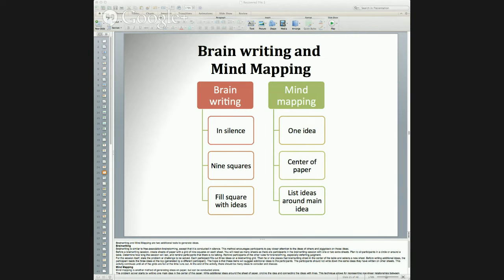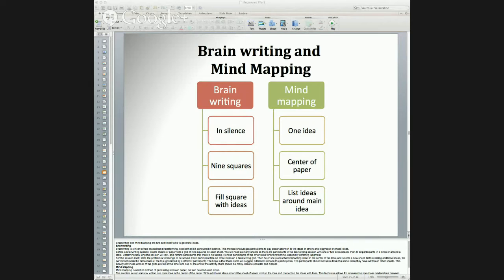For the session itself, state the problem or challenge to be resolved. Each participant fills out 3 ideas on a brain writing grid. Then he or she places that brain writing sheet in the center of the table and selects a new sheet. Before writing additional ideas, the participants read the 3 ideas at the top generated by a different participant. The hope is that these items will suggest additional ideas to the participants.